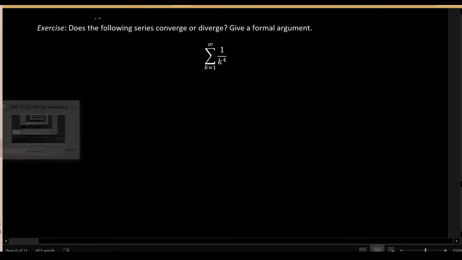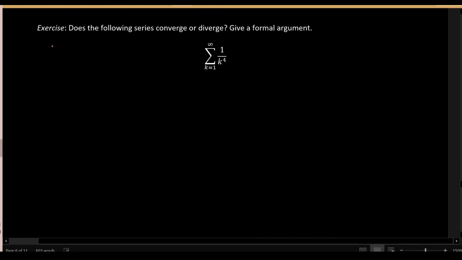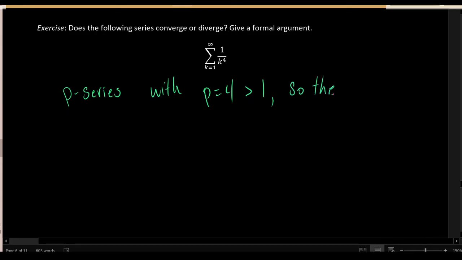Does the following series converge or diverge? Give a formal argument. And we have the series 1 over k to the power 4. In this case, we have a p-series with p equals 4, and that number is strictly greater than 1. So the series must converge by the p-series test.